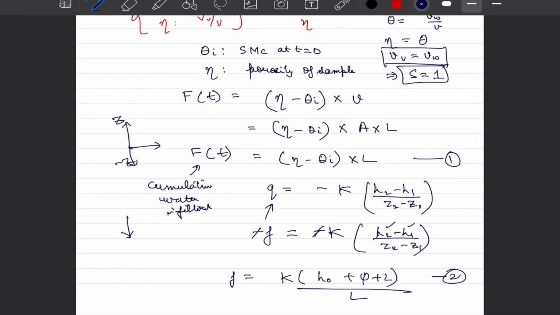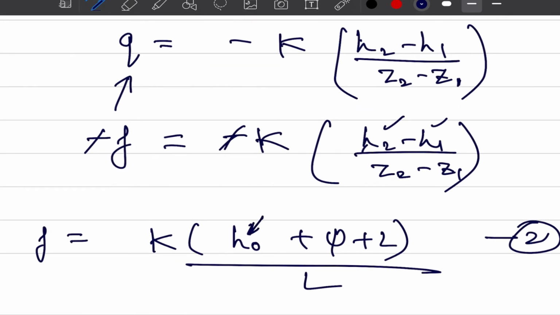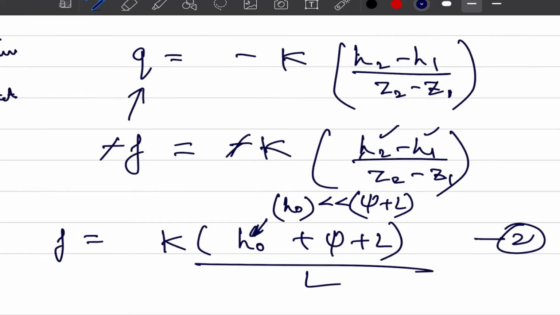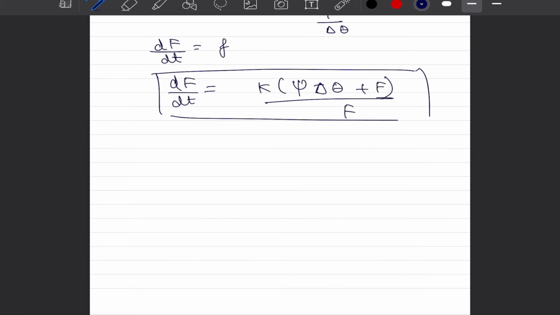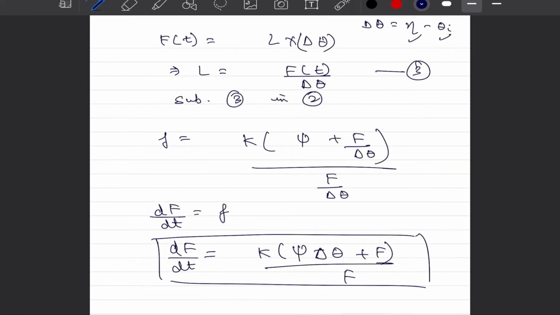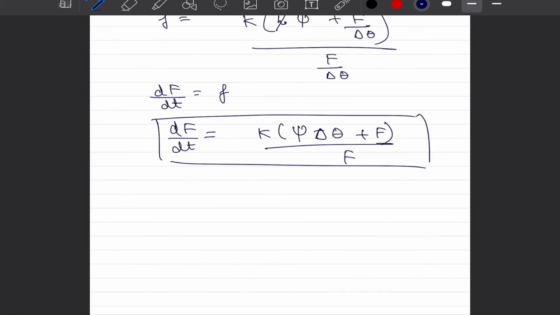And this is based on the assumption that this h naught is much smaller than phi plus L. That means that no significant amount of water has stagnated on the surface, and runoff is happening if it is not able to percolate into the soil. So under that assumption, we are able to simplify the expression by dropping h naught, setting it equal to 0.